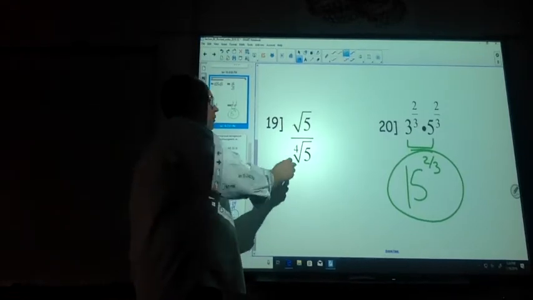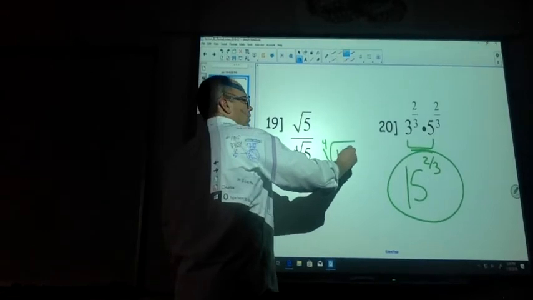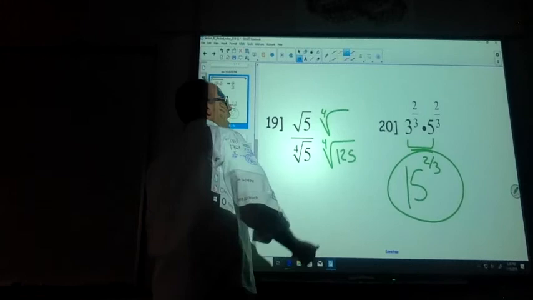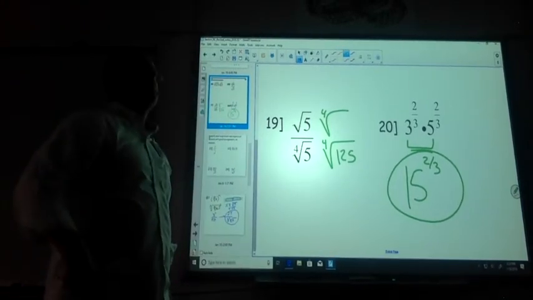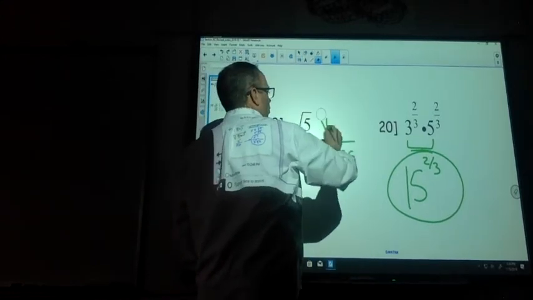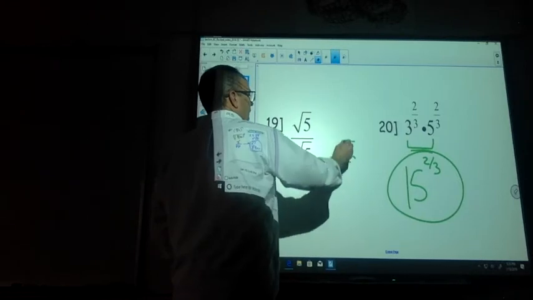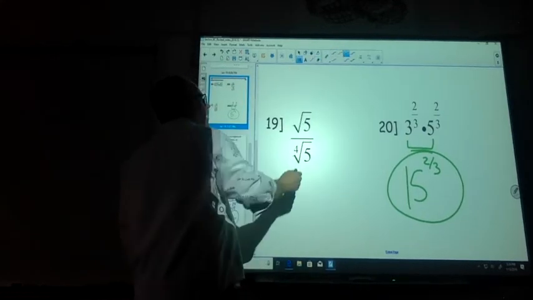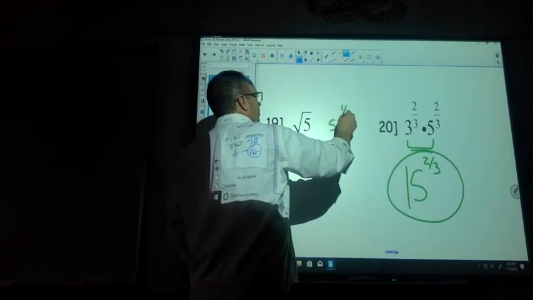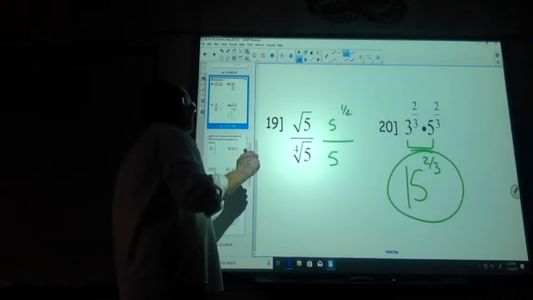All right, let's see. Number 19. I need to multiply by 25. What's wrong between these? So on this one, I can't do this right off the bat. If it's not matching up, then I have to say, okay, well, this is 5 to the 1/2 on top, and this is 5 to the 1/4.